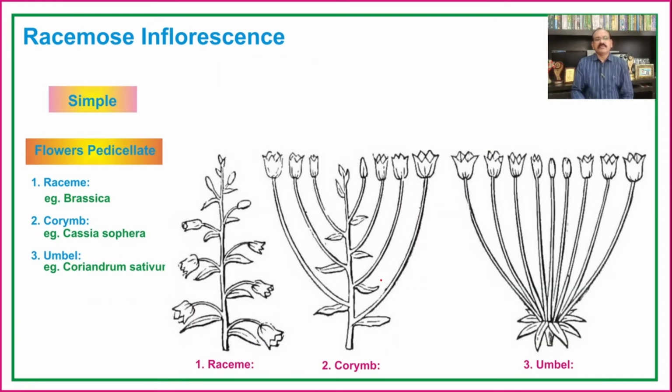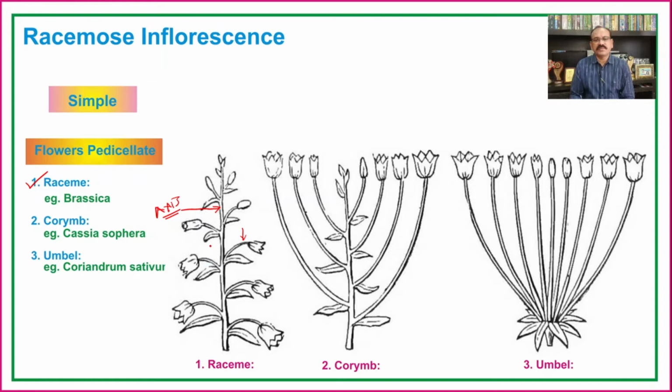Here, first of all, we have to see the simple type of inflorescence developing pedicellate flowers. As we have seen, there are three different types of such simple racemose inflorescence. First one, that is raceme. Here in the raceme, we are able to see there is a presence of a central axis, and on this central axis there is a development of flowers which are pedicellate.